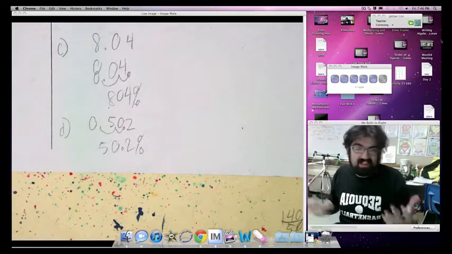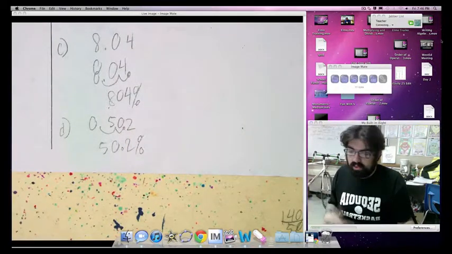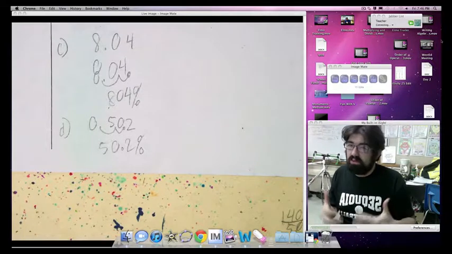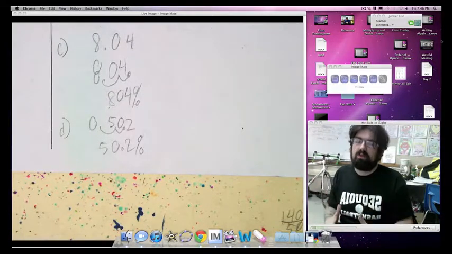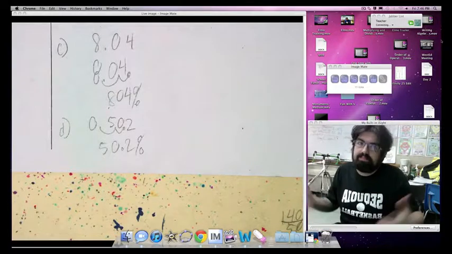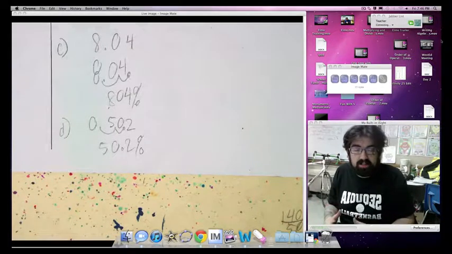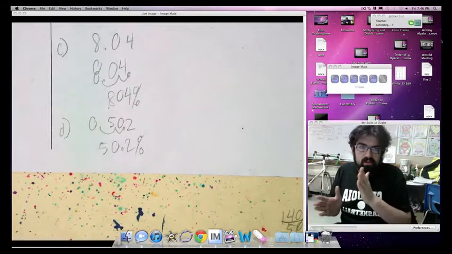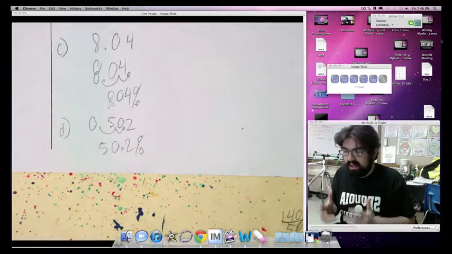And that's it. That's all there is to this. So again, we're focusing more on moving the decimal and understanding why we're moving the decimal. Well, we're moving the decimal because we're multiplying by 100. 1 doesn't change anything, but the powers of 10 do. They move the decimal. So that's it for this.